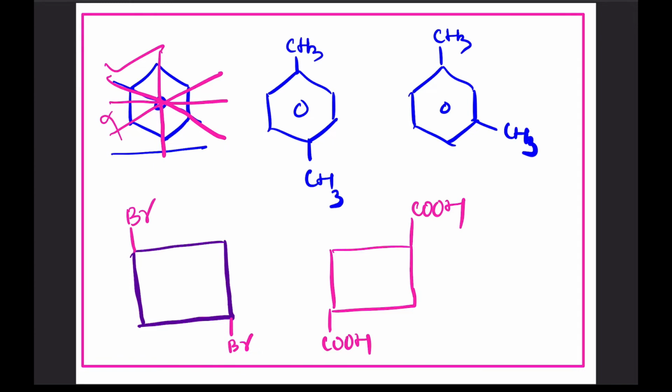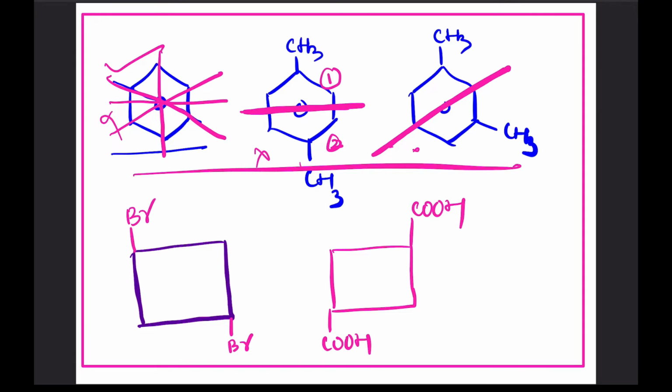We have 1,4-dimethyl benzene. Even dimethyl benzene can be cut through this plane. When you cut this, you will get first part and second part. Both of them are mirror images of each other. We have the same kind of plane of symmetry present here, right? So in both the cases we don't have any chiral center, but they have a plane of symmetry.